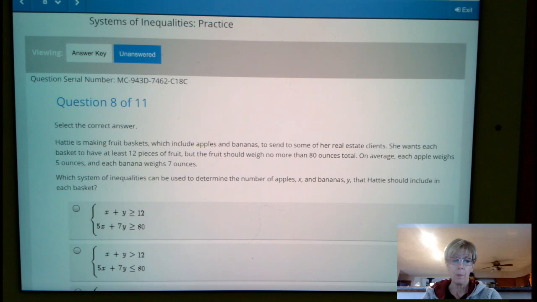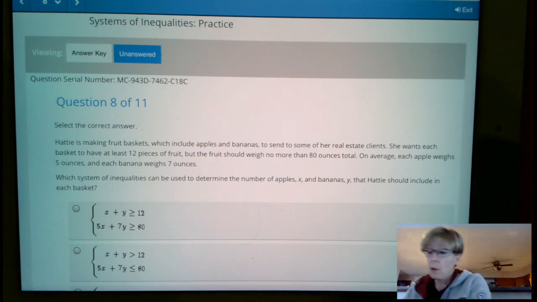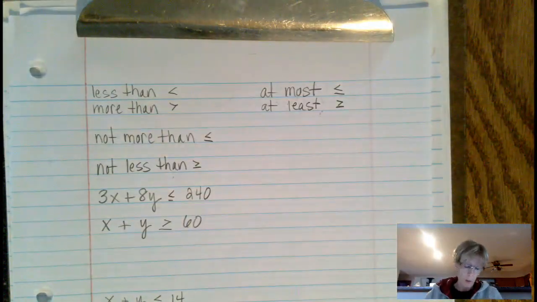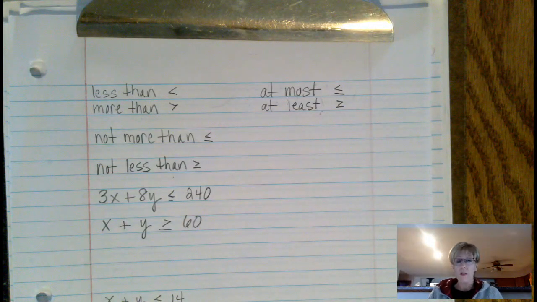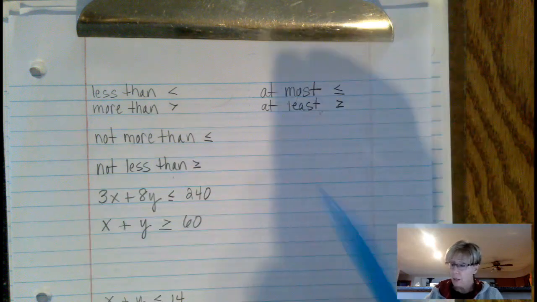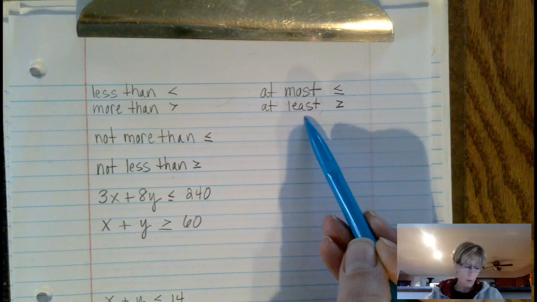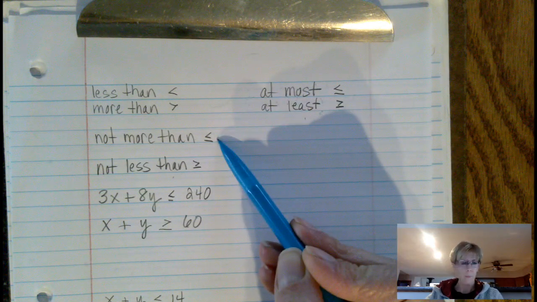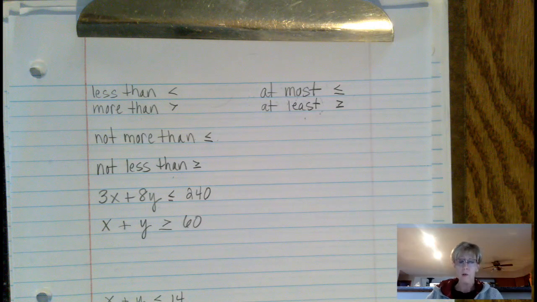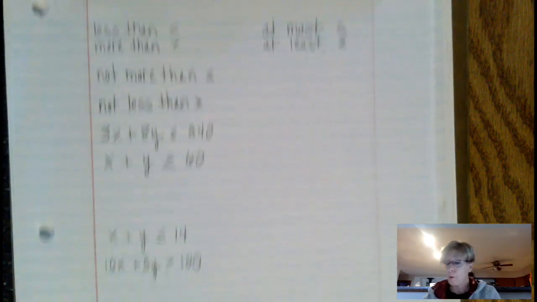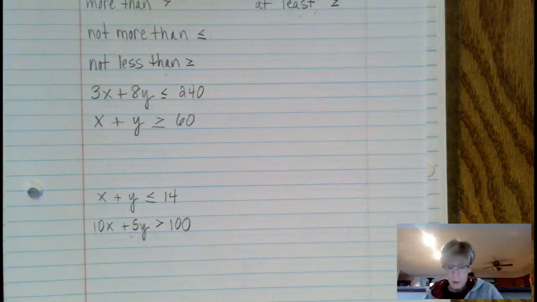So once again, I want to remind you, and I have it up here at the top of my paper, because I tried to emphasize it as we were reading through. She wants each basket to have at least 12 pieces of fruit, but the fruit should weigh no more than 80 ounces total. So that's going to be important when we come down here to write our equation.